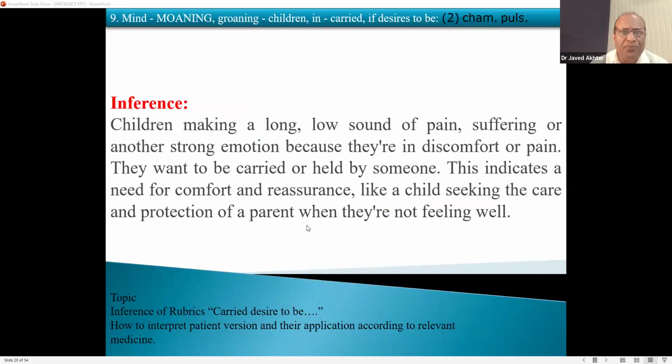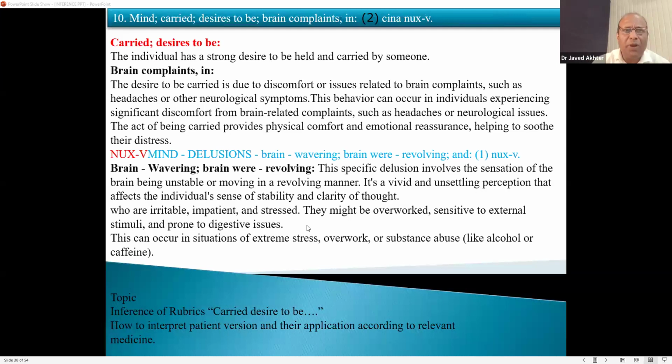Here is the rubric: moaning, groaning children and carried. Basically the patient, I want to say, makes low sounds and pain like that. Another rubric is mind, brain complaints, carried, desire to be carried. What is a brain complaint?